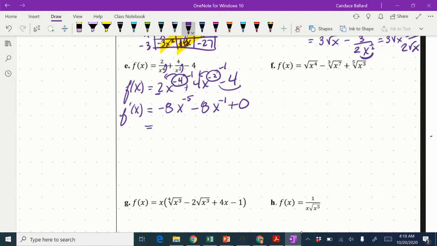I'm going to do one line of cleaning this up. So I have negative 8. This negative exponent has to come back downstairs, so x to the fifth, minus 8 over x to the first.